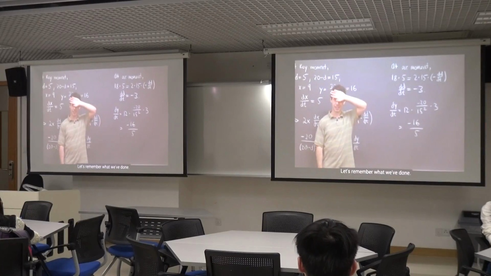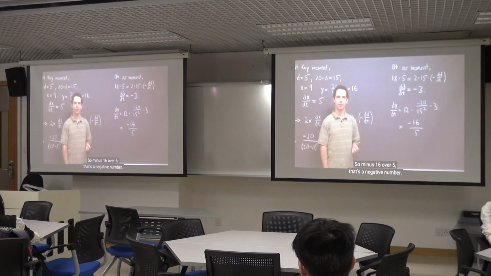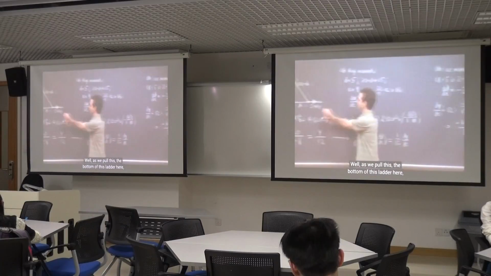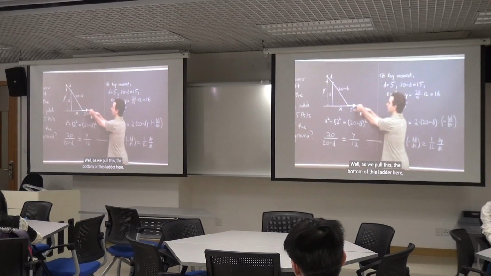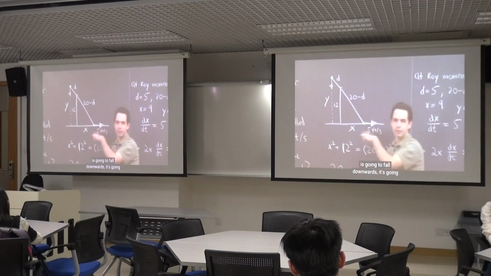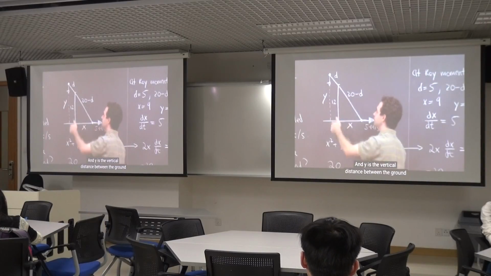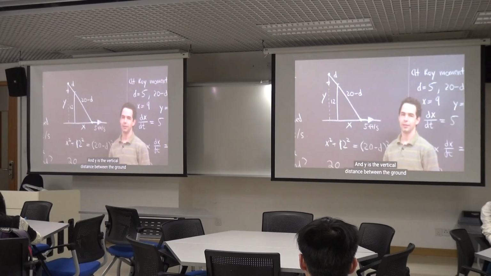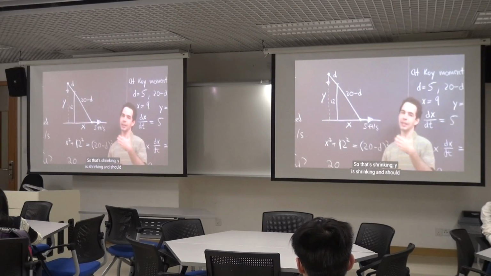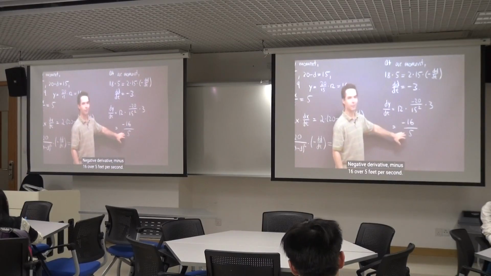Let's remember what we've done. Minus 16 over 5. That's a negative number. Why is it a negative number? Well, as we pull the bottom of this ladder away from the wall, the top of the ladder is going to fall downwards. It's going to get closer to the ground. And y is the vertical distance between the ground and the top of the ladder. So that's shrinking. Y is shrinking. We should have a negative derivative. Okay, negative derivative, minus 16 over 5 feet per second.